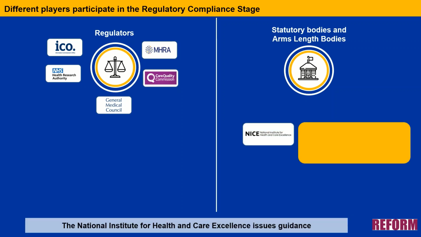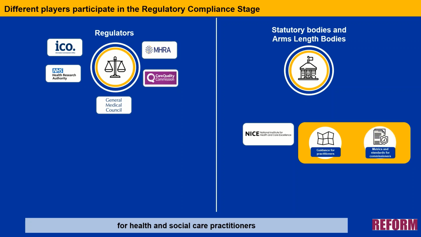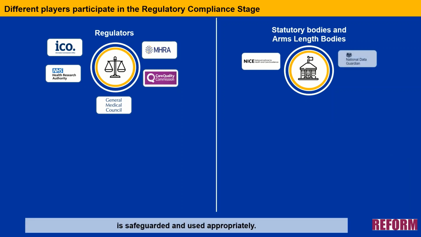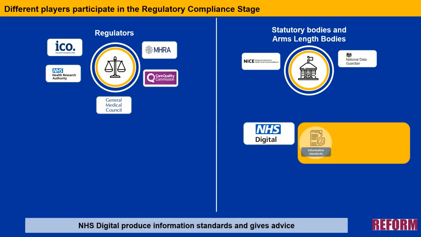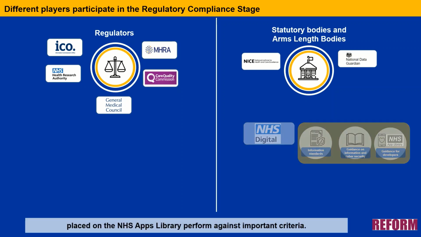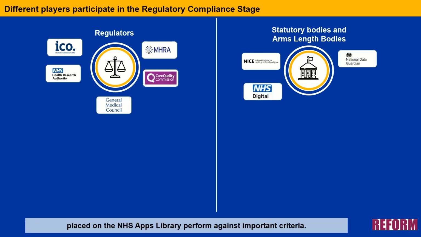The National Institute for Health and Care Excellence issues guidance for health and social care practitioners, as well as metrics and standards for commissioners. The National Data Guardian ensures that health and care information is safeguarded and used appropriately. NHS Digital produces information standards and gives advice to health and care organizations on information and cybersecurity. They issue guidance for app developers to ensure that apps placed on the NHS Apps Library perform against important criteria.